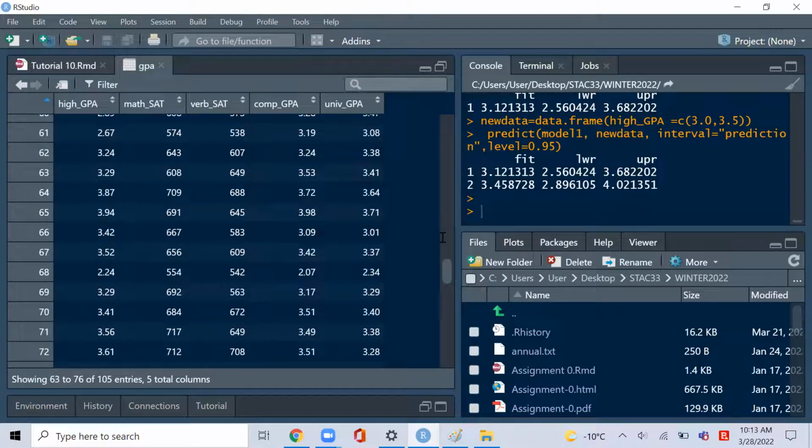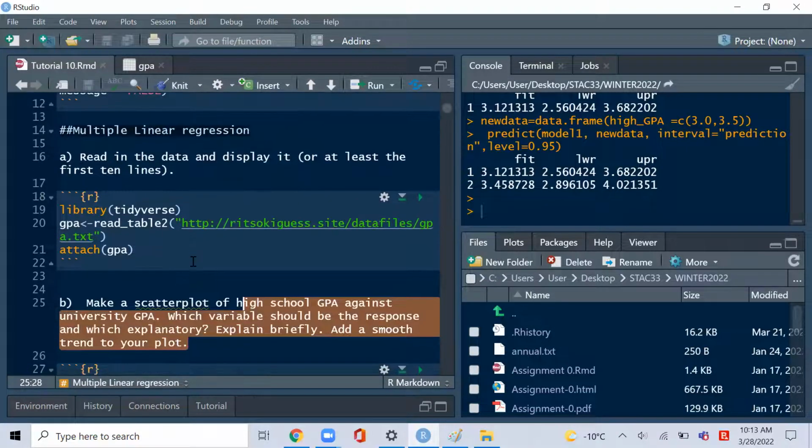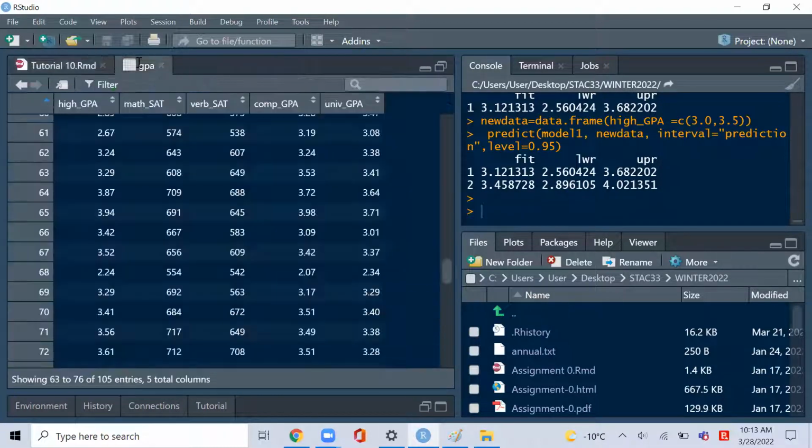Anyways, this is data on, I think, a community college, for 105 different students. They're computer science students. So if you look at the data frame, you have a couple of things.